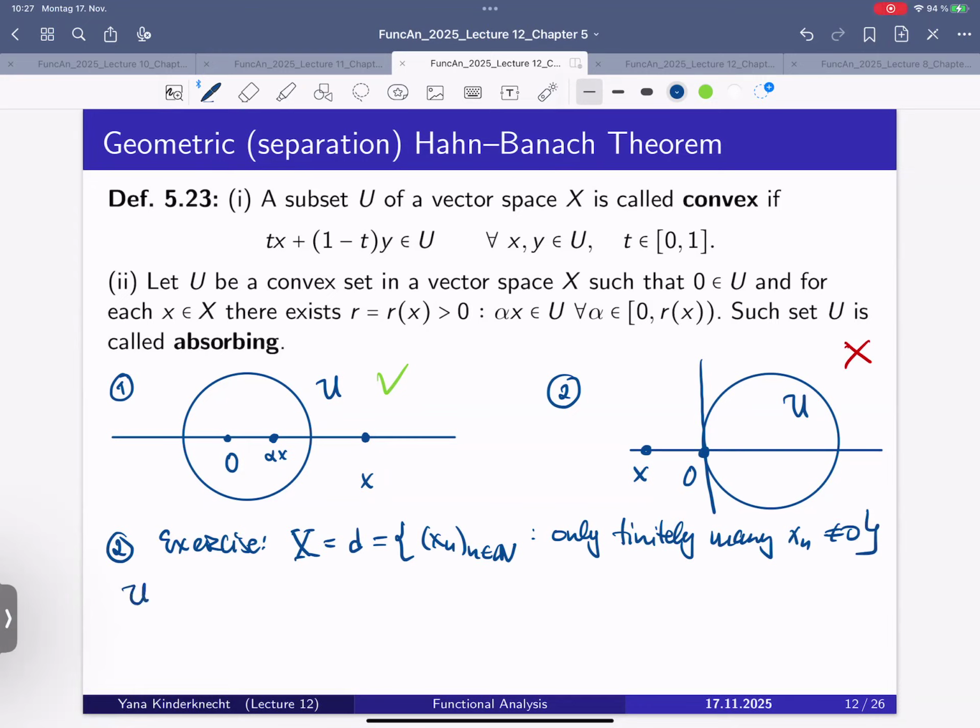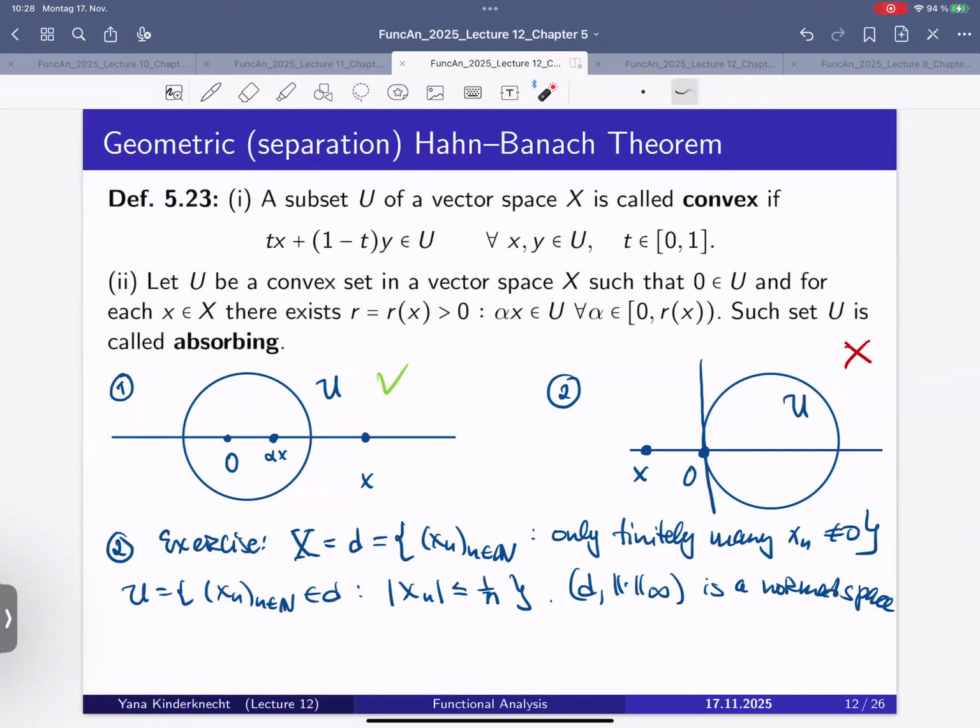As a set U in this space, we consider the following set: the set of sequences in this D such that the absolute value of x_n is smaller or equal than 1 over n. So D with the supremum norm is a normed space, as is assumed here. So it's a vector space, but also a normed space.